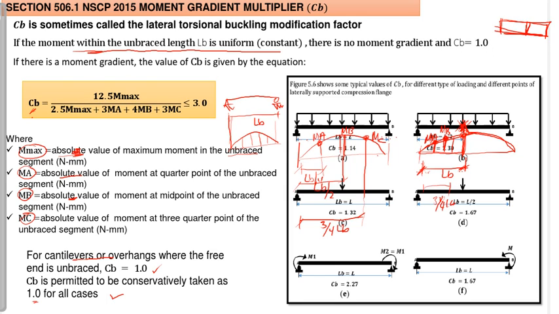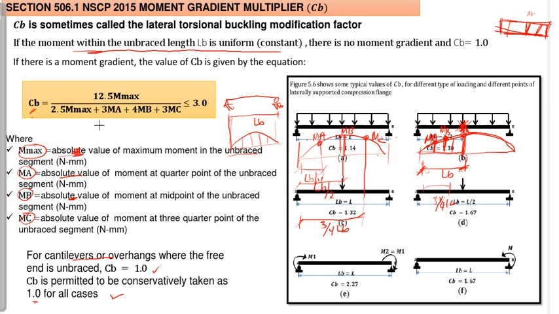Since yung Mmax, pag kunwari ito yung Mmax, parehas sa MA, parehas sa MB, and parehas sa MC kasi nga uniform yung ating moments. So, yung moment gradient natin is 1.0 pag uniform or constant yung moment natin sa ating beam. Okay? Kasi pare-parehas lang yung moment natin dyan.